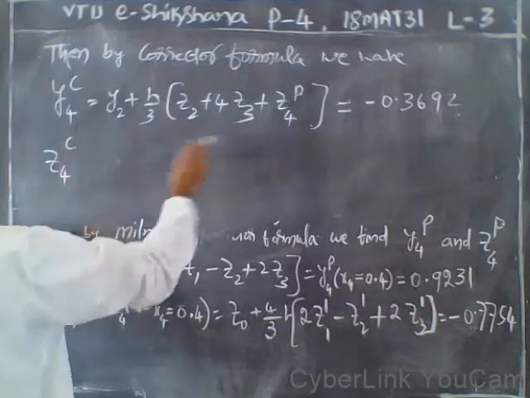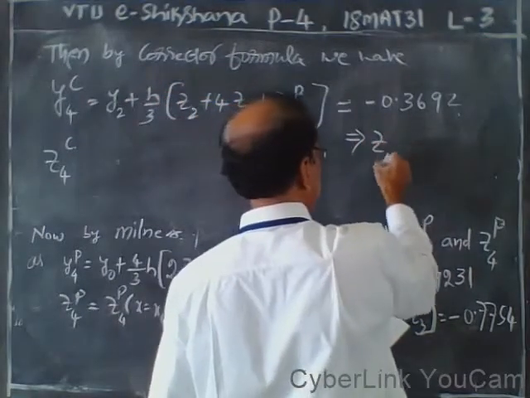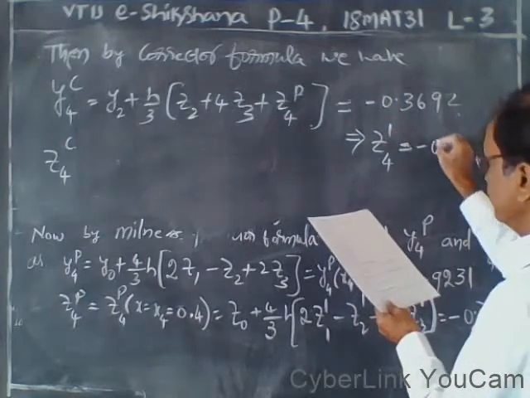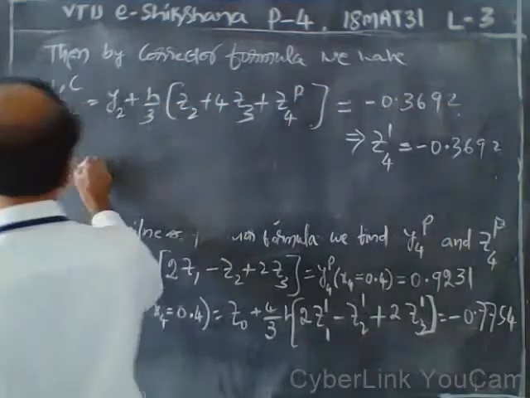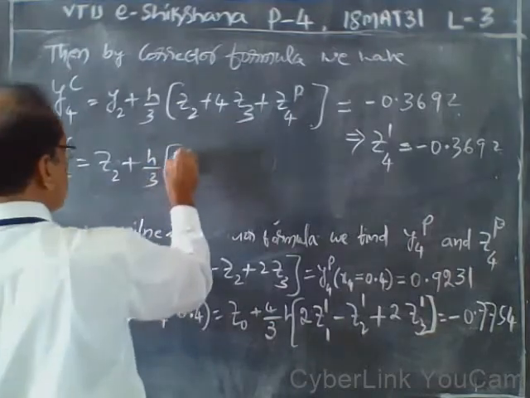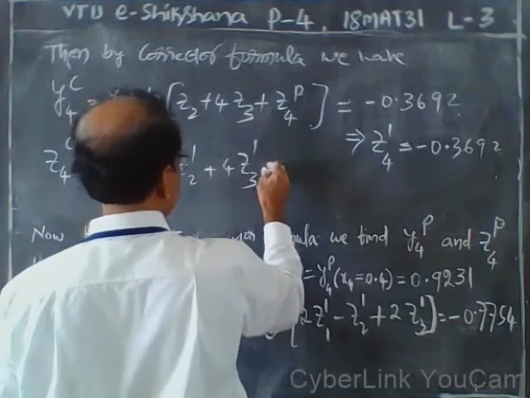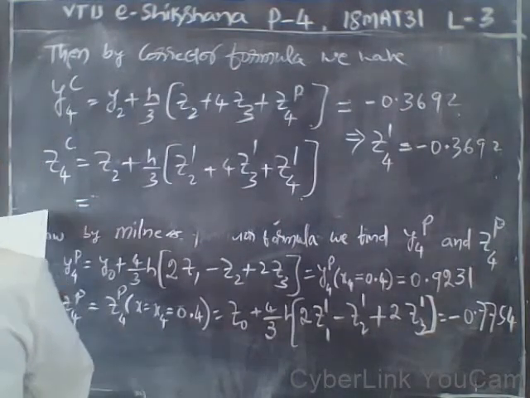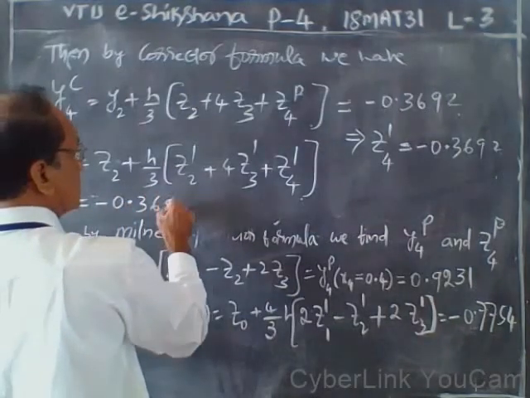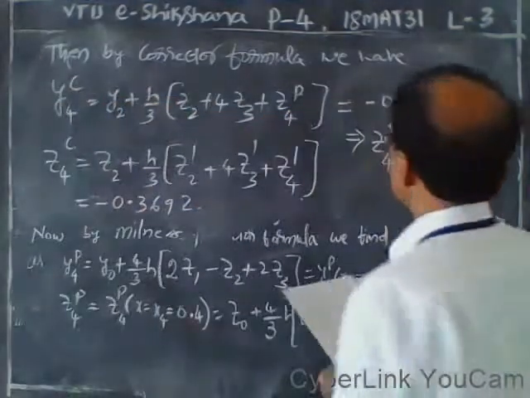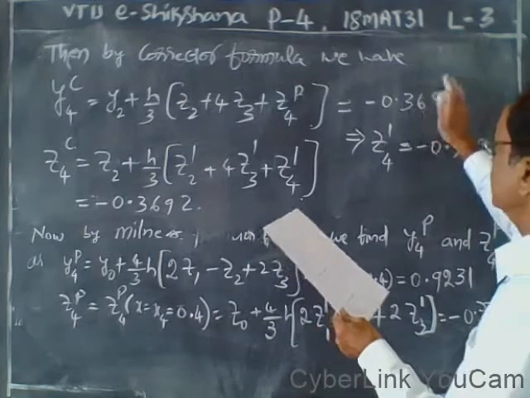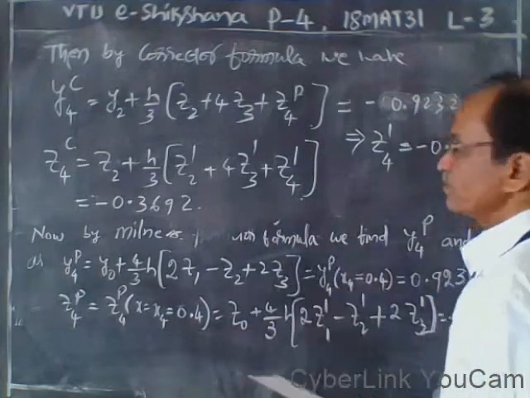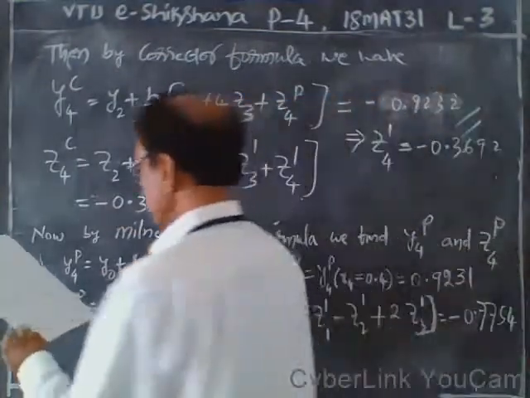Then finally, z4c, but z4 dash, this calculates z4 dash because we need it in the next step. From the given equation you have to calculate minus 0.3692. Then z4c is equal to z2 plus h/3 times z2 dash plus 4 times z3 dash plus z4 dash. This is the value. This calculation comes to be z4c, minus 0.3692. But this is not the value. There is a correction. Then this becomes 0.9232. Then z4c, that is 0.3692. This is the value.